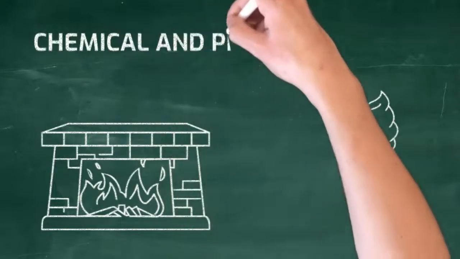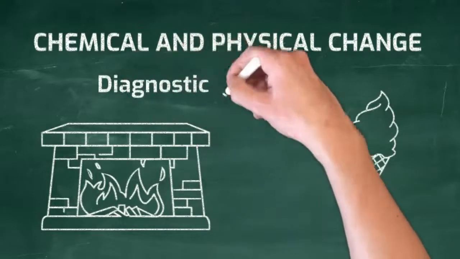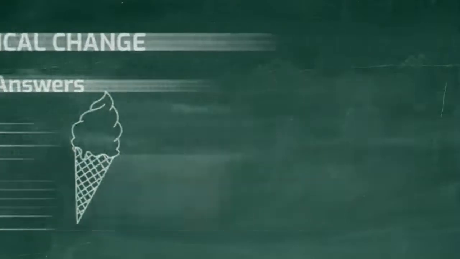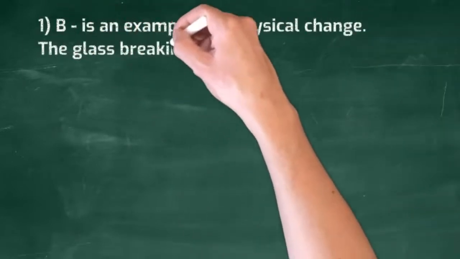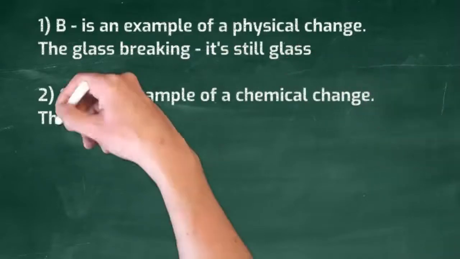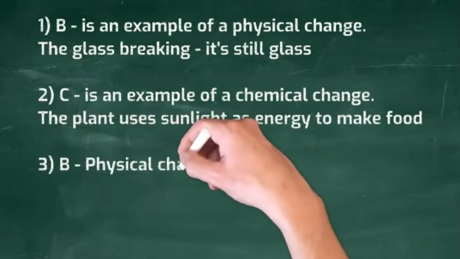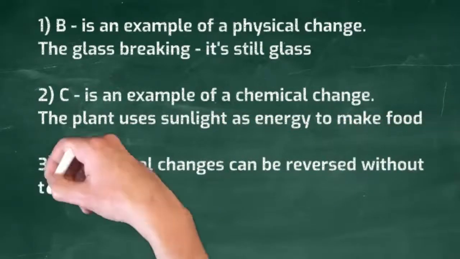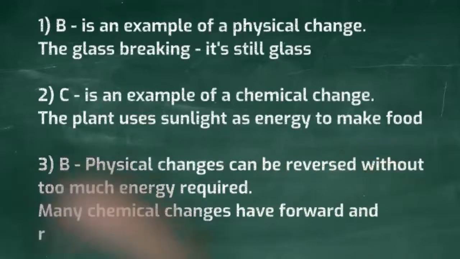So the answer for the first question is B. B is an example of a physical change because the glass breaking, it is still glass. C is an example of a chemical change because the plant uses sunlight as energy to make food. For number 3, the answer is B. A physical change can be reversed without too much energy being required. Although some chemical reactions are reversible, it requires energy.